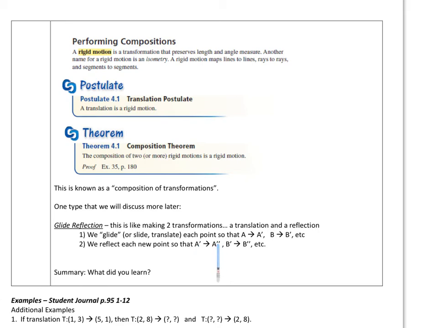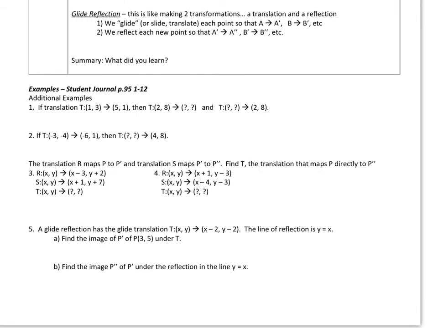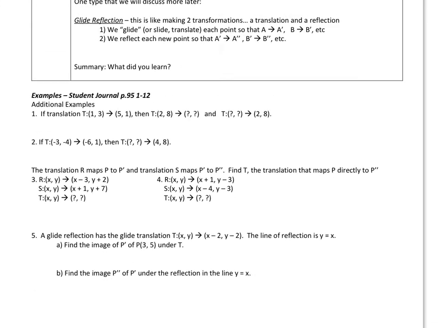Notice I put two primes because that's the second one. And when I do some of these examples, it'll start sinking in. The hardest part of this is understanding the terminology. Once you get the terminology down, it's pretty simple. So let's take a look over here, and we're going to do these additional examples together.